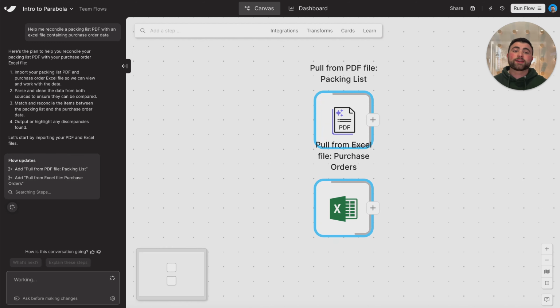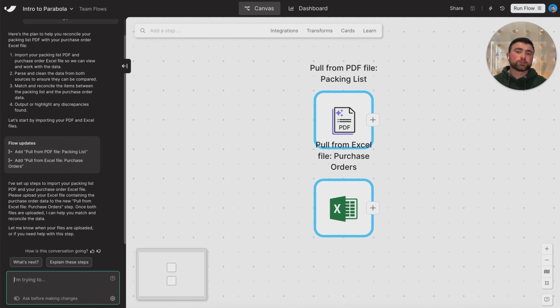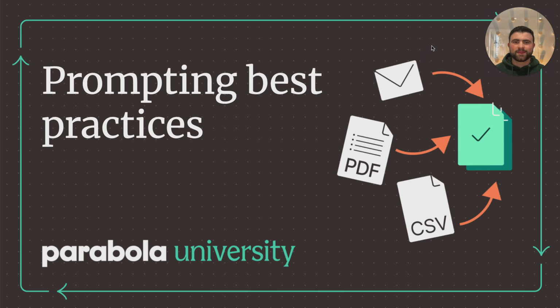Ultimately, Parabola will add the right steps directly to the canvas, helping you build a flow in a matter of minutes. Along the way, troubleshooting any errors and breaking down technical concepts, allowing operators to push the boundaries of automation further than ever before. If you've ever used an AI tool before, whether it's Parabola or ChatGPT, you already know that the more specific your prompts are, the better your results are going to be. Let's take a look at some specific examples of good prompts in Parabola, and then break down some of the best practices baked into those prompts.